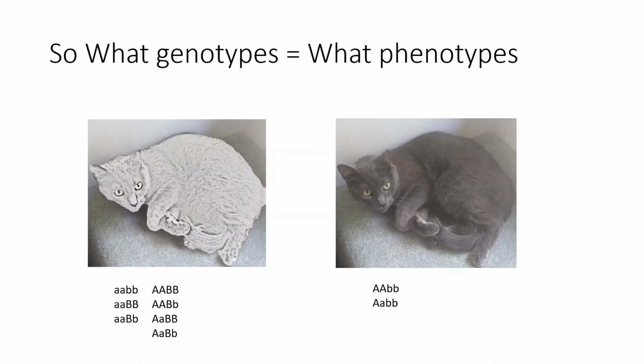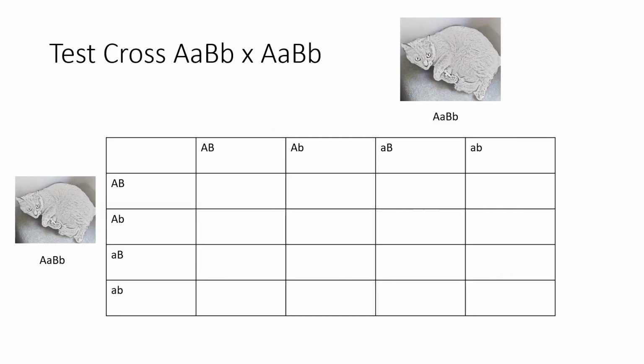That's the only way he can be gray: if he has both a dominant A allele and a recessive B allele in total. So this is the genotypic phenotypic perspective. Now let's do a test cross to demonstrate what would happen if you had a dominant and recessive for both crossing with each other.